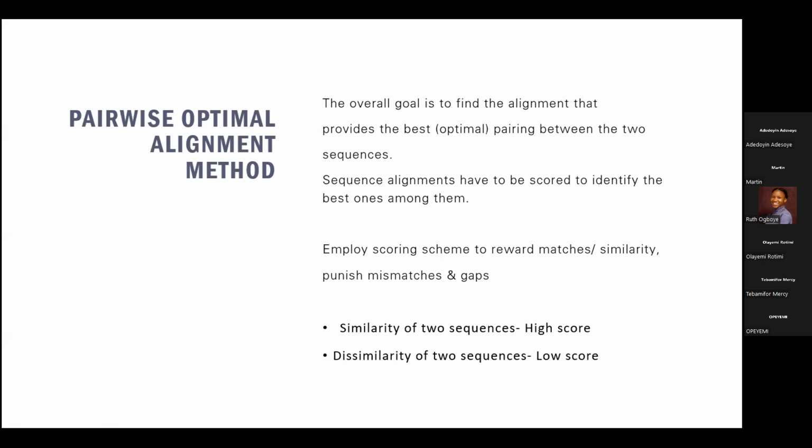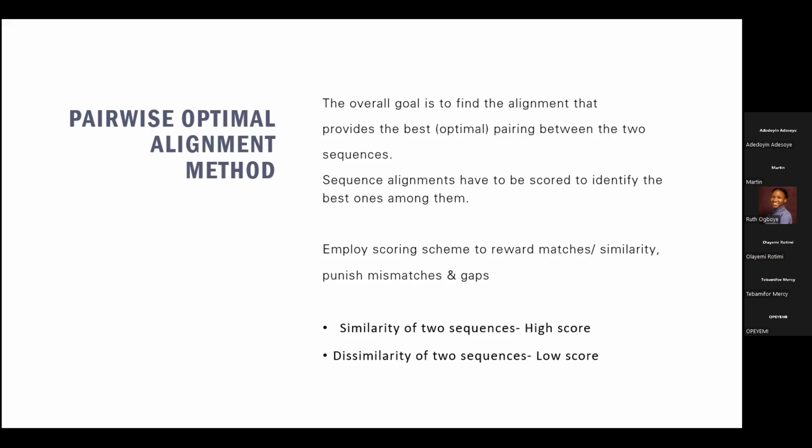The sequences have to be scored to identify the best ones amongst them. For the pairwise optimal alignment method, we're basically just looking at the best pairing between the two sequences, so we employ a scoring scheme to reward matches. When one sequence matches the other, you score it as a positive, while mismatches or gaps are punished, in quotes. So they are negatives. We'll be looking at that in the next slide.